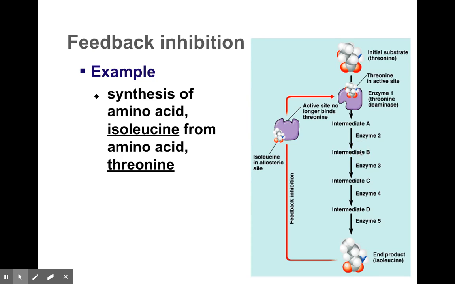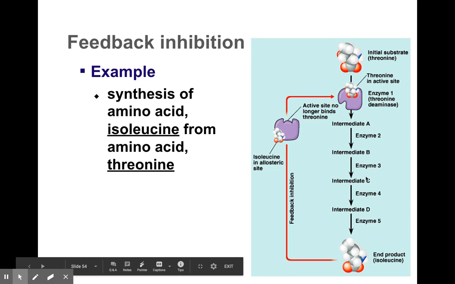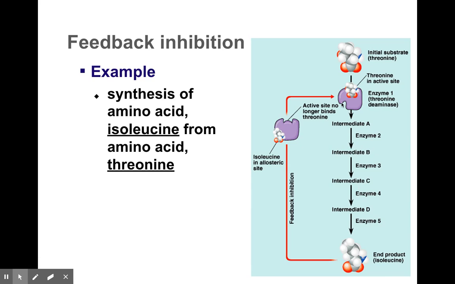All right, and then the last example here, as we see, is the synthesis of the amino acid isoleucine from the amino acid threonine. So once again, in order to get this end product, I need this series of different types of enzymes to make this particular protein.